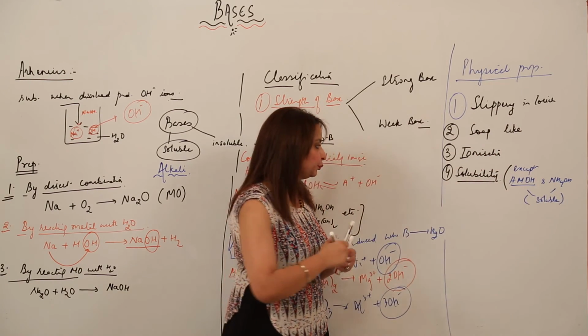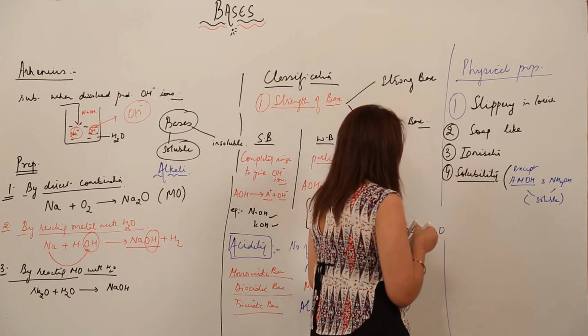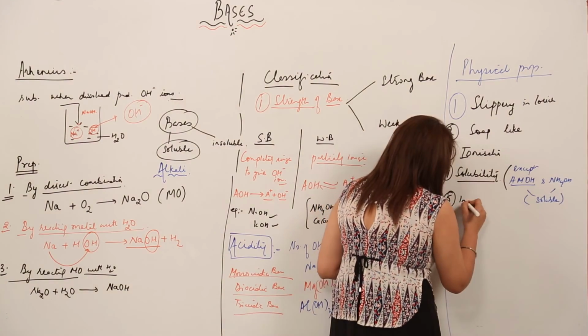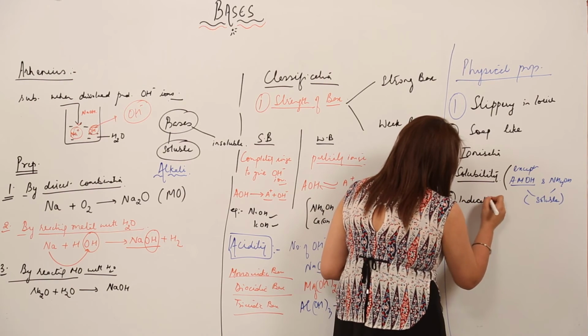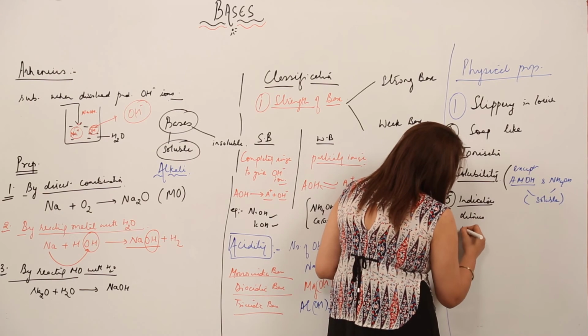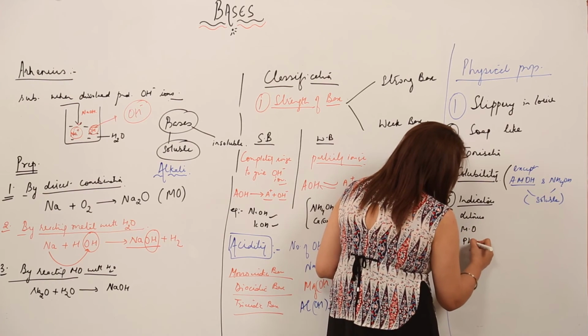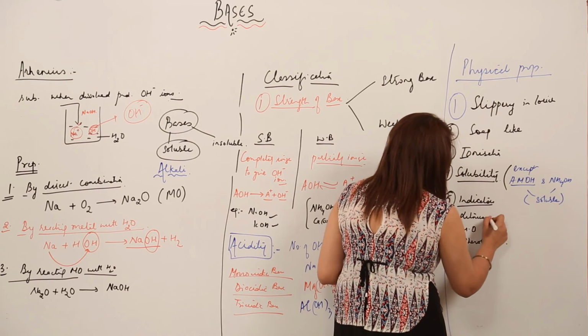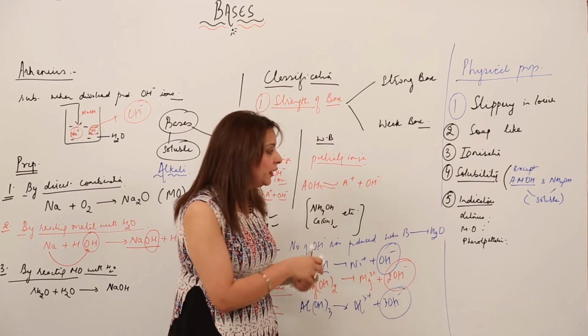Now, we will see the action on the indicators. When we talk of indicators, suppose I am talking about litmus, methyl orange, and phenolphthalein. What is actually the action of bases on these indicators?